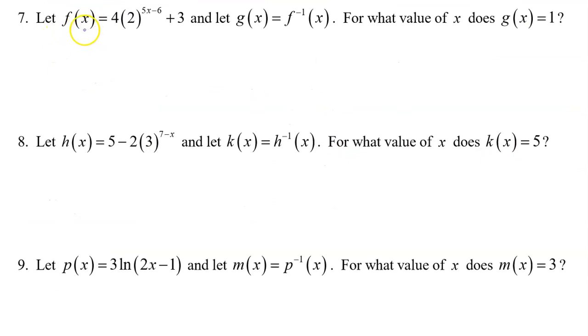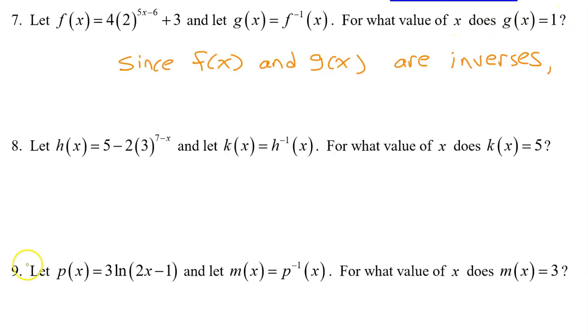Number 7, let f of x equal 4 times 2 to the 5x minus 6 power plus 3, and let g of x equal f inverse. So g is the inverse of f. For what values of x does g equal -1?